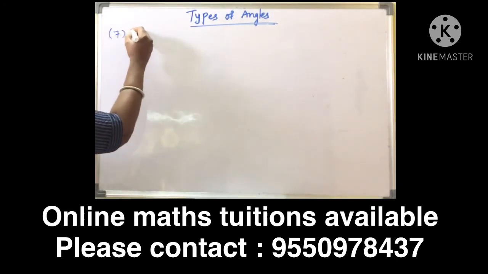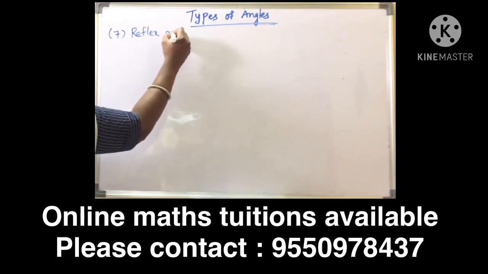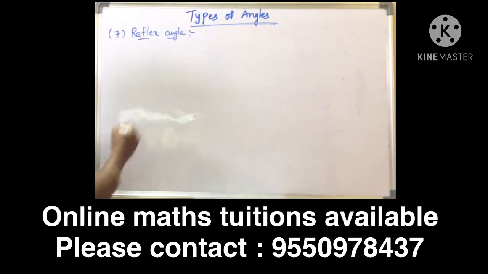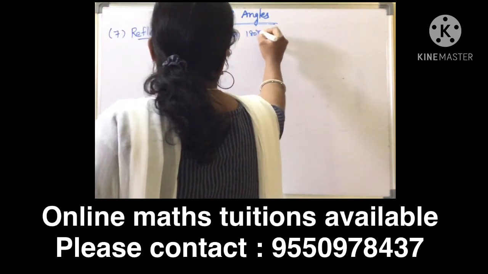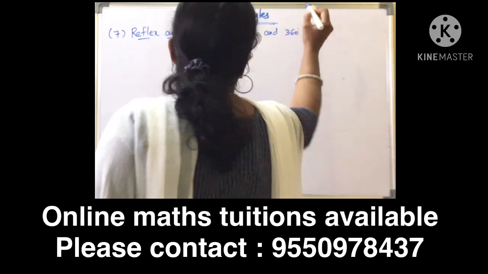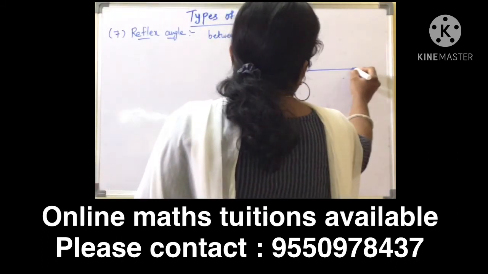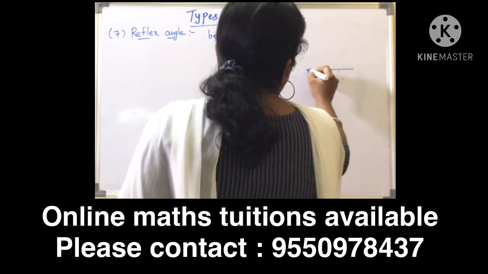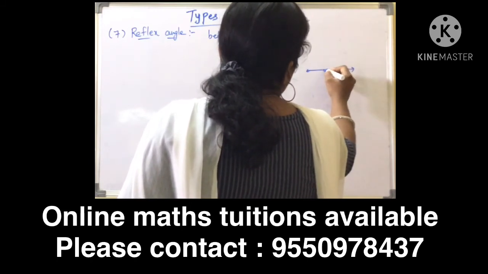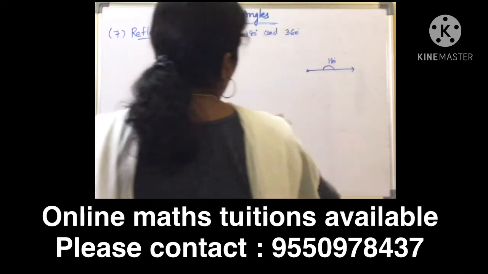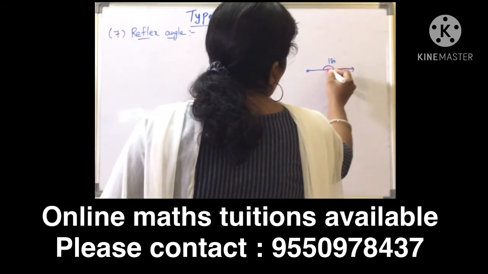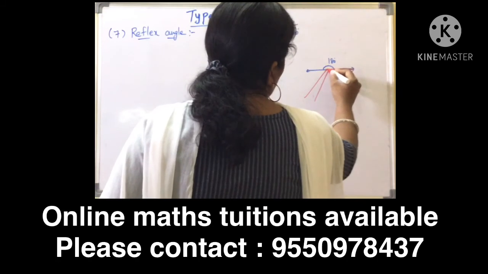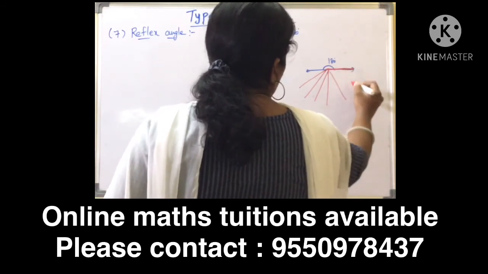Next one is reflex angle. A reflex angle is nothing but an angle whose measure lies between 180 degrees and 360 degrees. Okay children, here if you see, this is up 180 and down 180, right? Now here this is 180 up, that is more than 180. Means all the reflex angles will be in the downwards 180. So the shape will be like this. So these are the reflex angles.